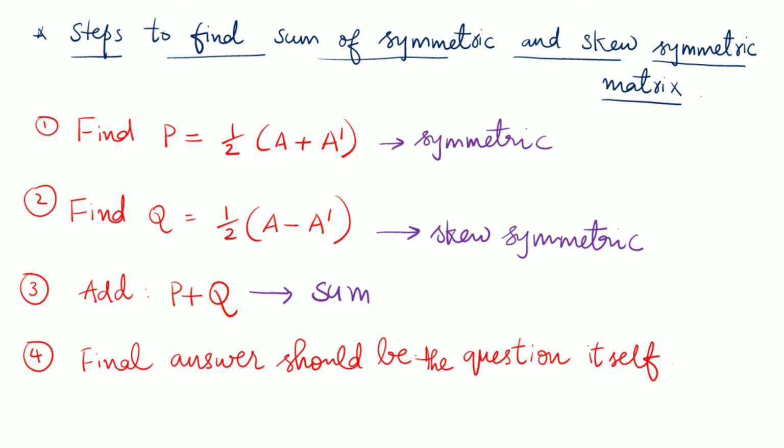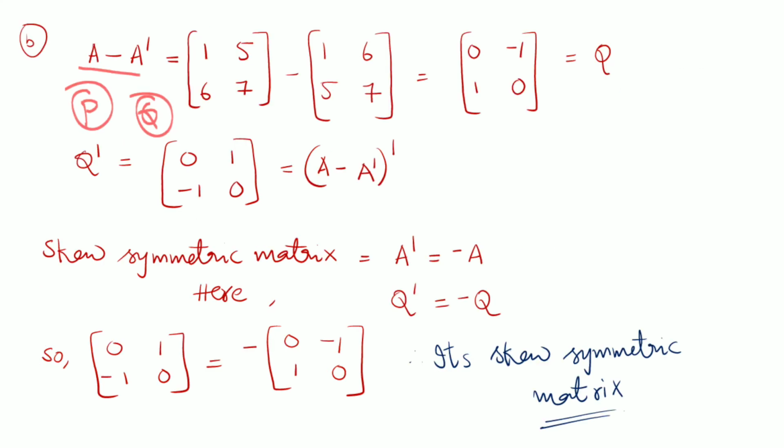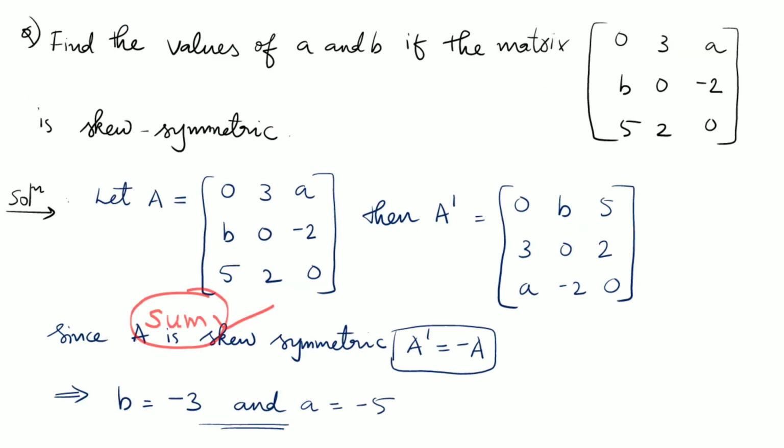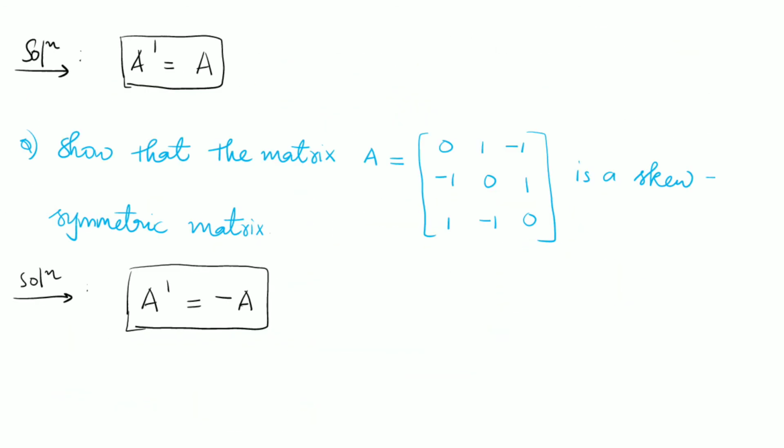Here I have given 4 steps, that is, steps to find the sum of symmetric and skew symmetric matrix. These steps should be used only when the question is asked for the sum. You have to read the question carefully, not only for symmetric and skew symmetric. For that you have to use this formula. Here what I have given: A dash is equal to A for symmetric and A dash is equal to minus A for skew symmetric.